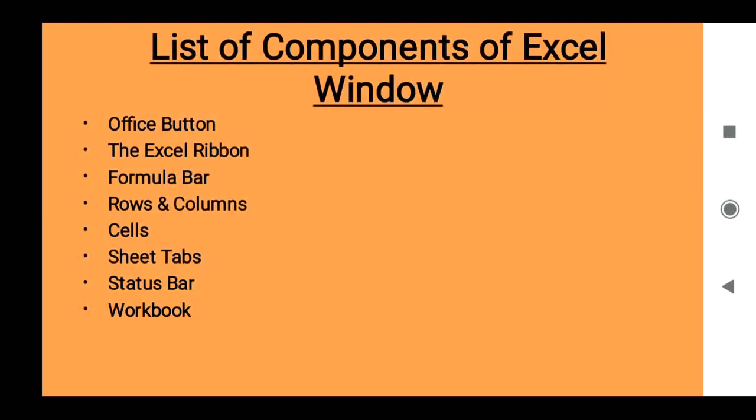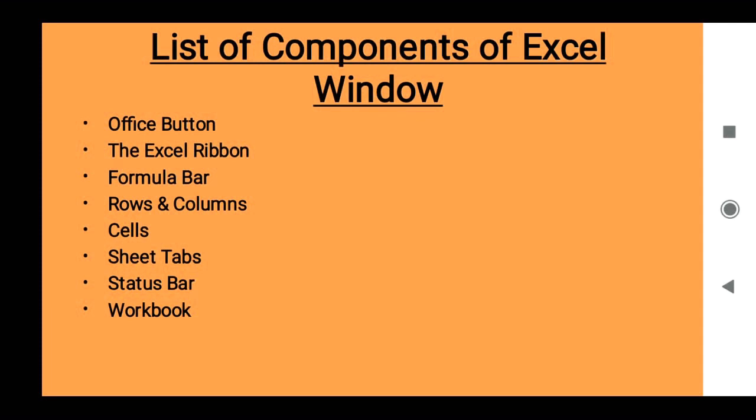In this list of components of Excel window, the very first one is Office button. It allows us to access the different file commands such as save, open, etc. The second one is Excel ribbon. It allows us to access many controls used in Excel. These are home, insert, page layout, etc. Next one is formula bar. It is very important also. It is an area to input formulas into cells.